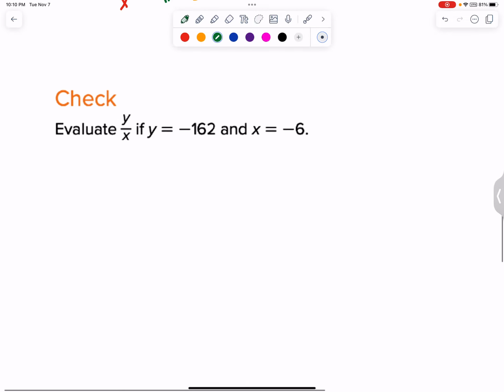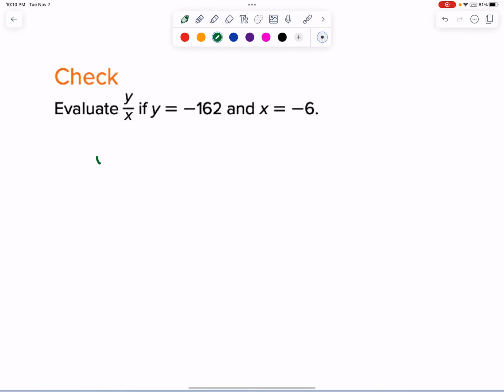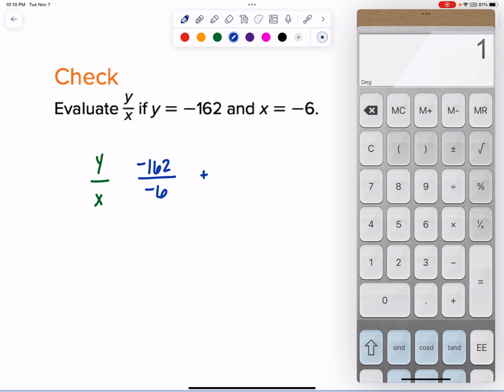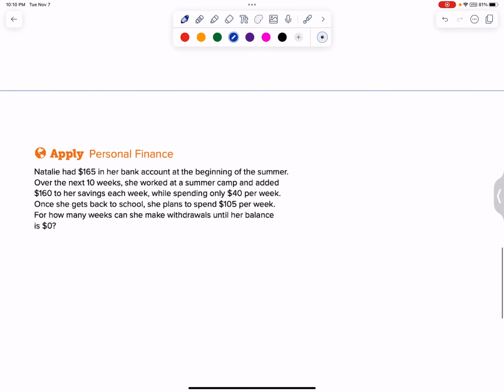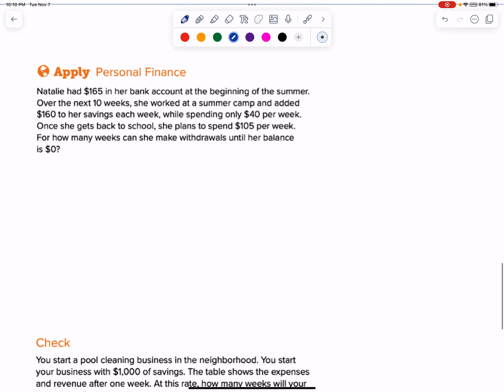Okay, all right, let's substitute the next ones. We have y over x. Y is negative 162. X is negative 6. If I hate to hate, I actually love. Let's go ahead and do the 162 divided by 6. And we have a positive 27. So 27 times a negative 6 equals negative 162. Okay. All right, let's go ahead and do an apply here.